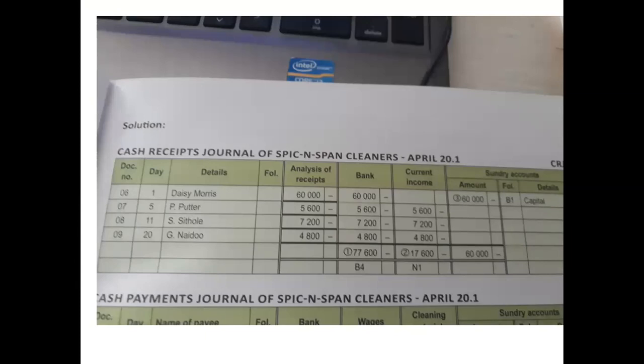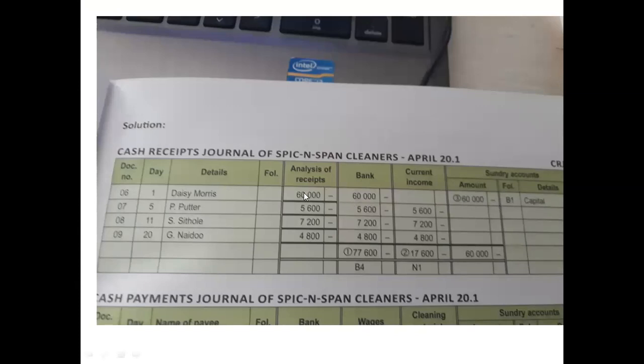And you will see it's written in with analysis of receipts, with bank, and then with sundry accounts. And you say, what is it for? It is for capital. Why sundry accounts? Because there's not a column at the top that is saying capital. Therefore, you take it to the sundry accounts.